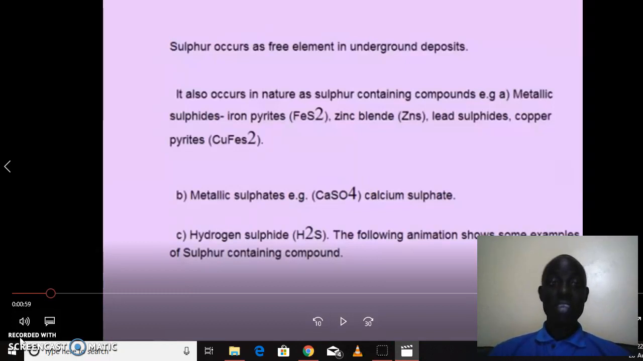Also, we can have it as metallic sulfates, e.g. calcium sulfate. And I believe we've met calcium sulfate several times, like when we said it is used in hospitals in the manufacturing of plaster. Then we are also saying that it can be found as hydrogen sulfide, and most of it we can get in eggs, especially rotten eggs.